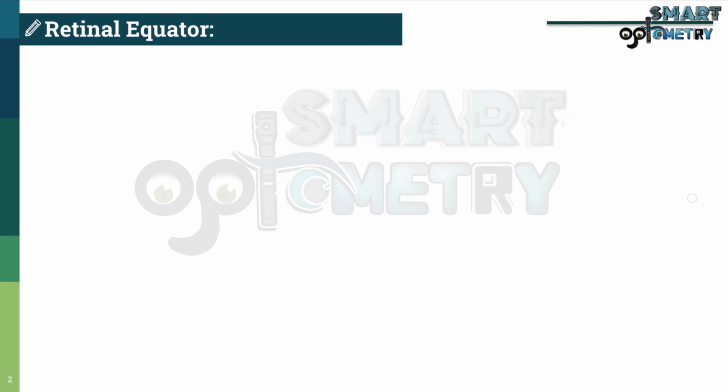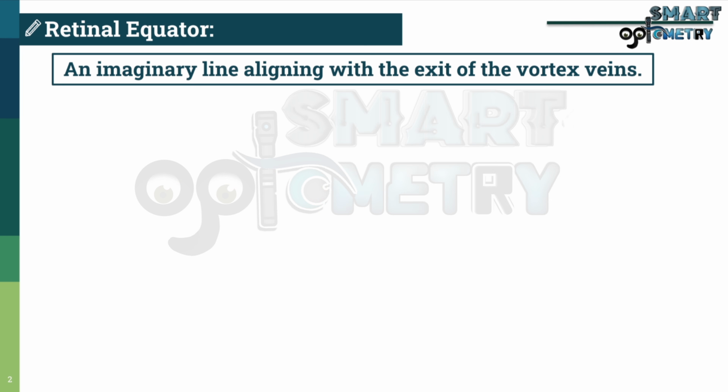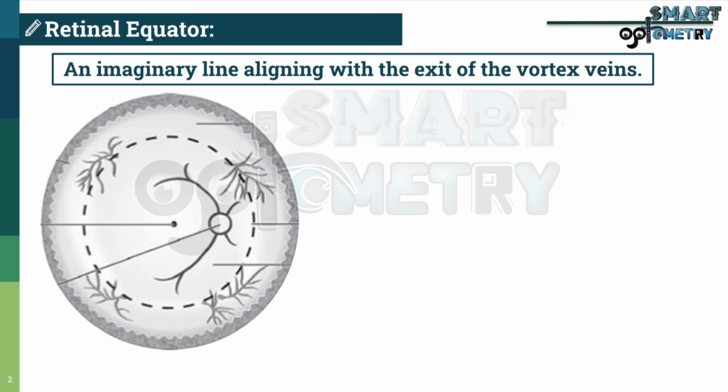Now let's know about the retinal equator. The retinal equator is an imaginary line aligning with the exit of the vortex veins. Here in this figure, these are the vortex veins emerging from the back of the eye, and if we connect those veins with an imaginary line, then it will create a circle like this, which is called the retinal equator.